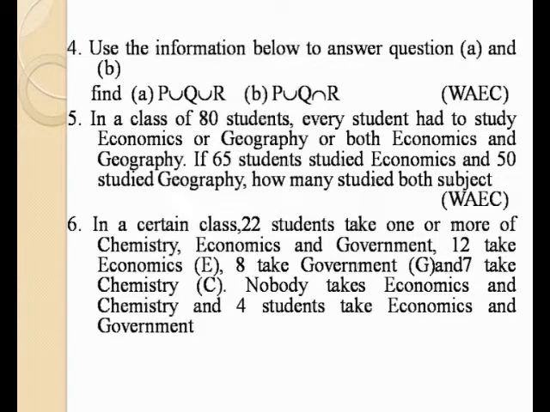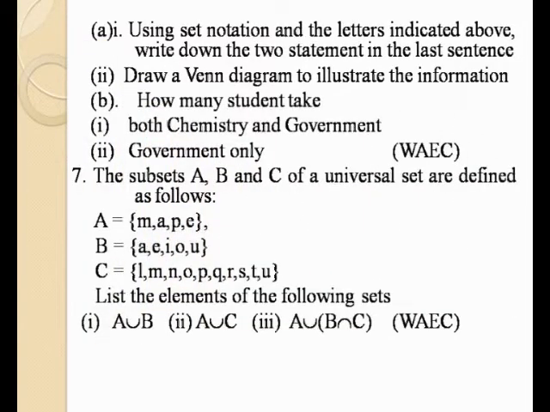They've given us the information in the introduction of the question. Now we are to use that information in solving the following question. A, the first one, Roman figure 1: using set notation and the letters indicated above, write down the 2 statements in the last sentence. And what is the last sentence? It said nobody takes economics and chemistry, and 4 students take economics and government. Let's first take that one.